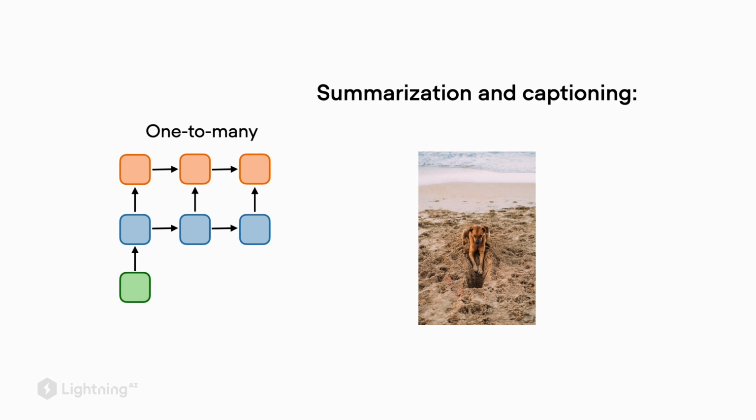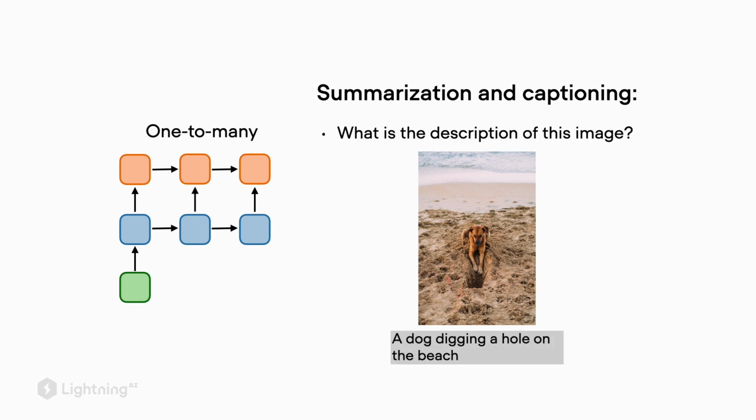A one-to-many approach would be when we have one input, for example in this case an image, and we create many outputs, for example a description for this image. So in this case, a one-to-many approach may be used for summarization or image captioning.